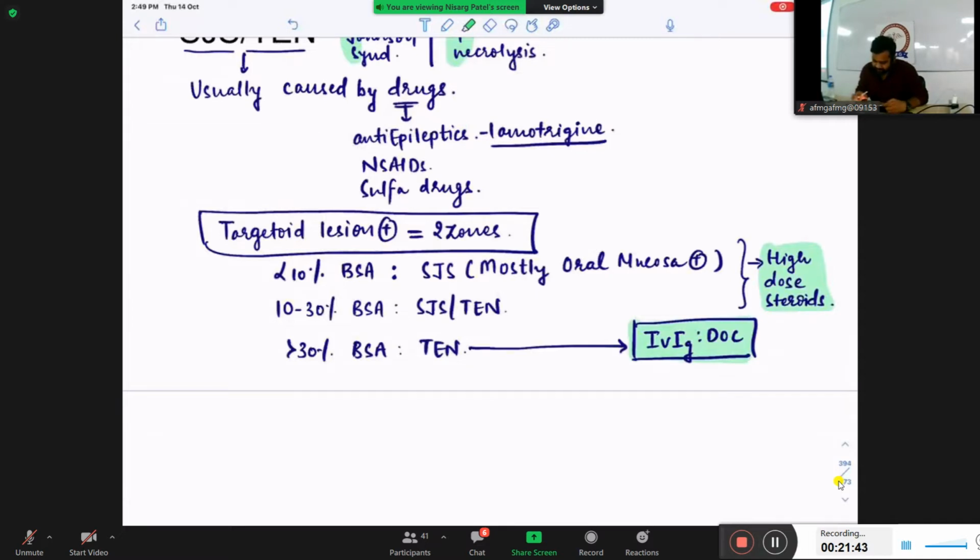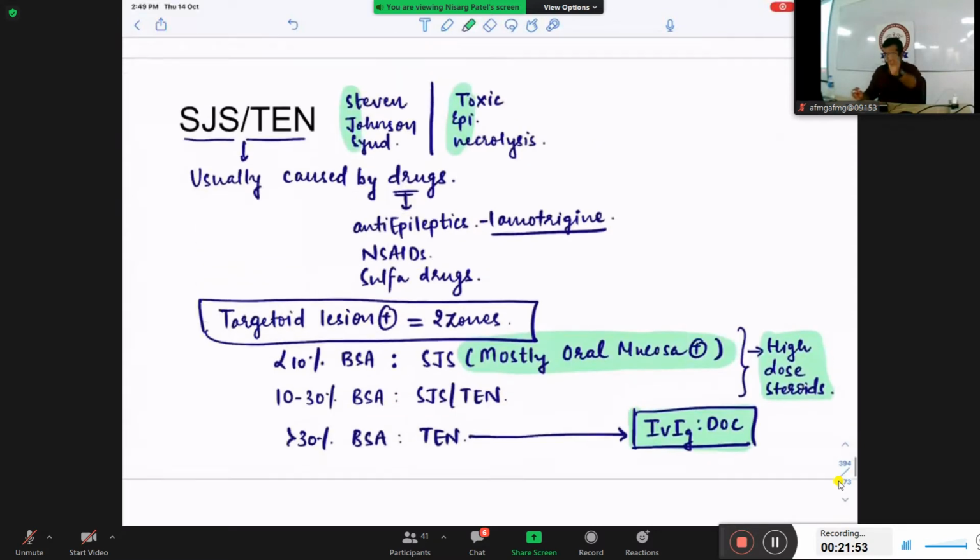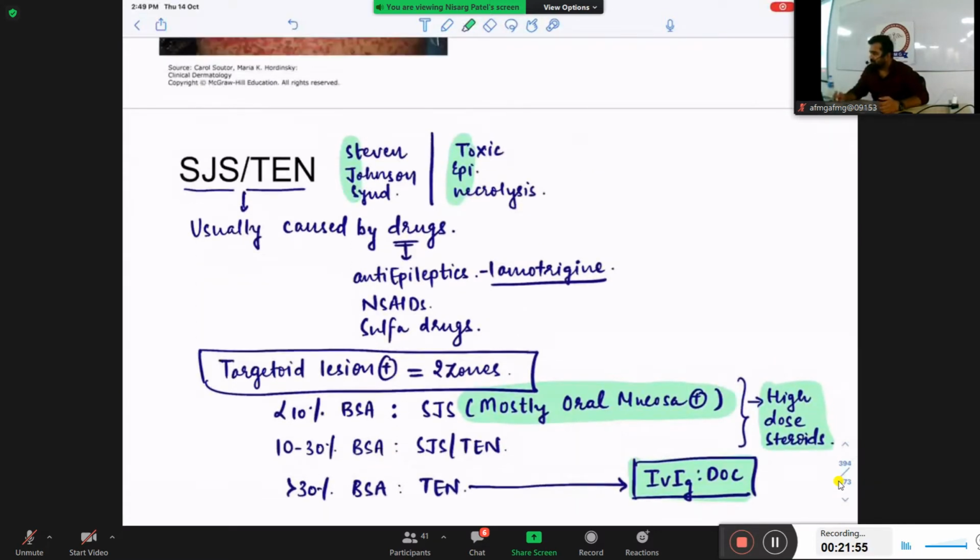And always remember, when less than 10% body surface area is involved, mucosal involvement starts from SJS only. Okay, so you will see a prominent mucosal involvement.